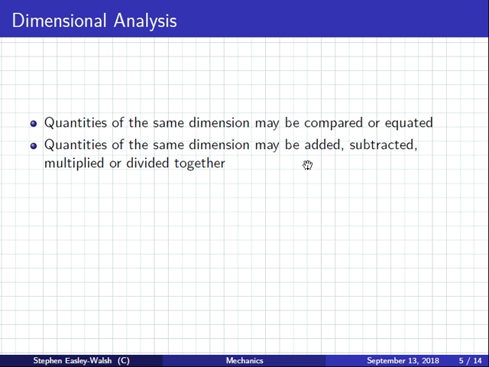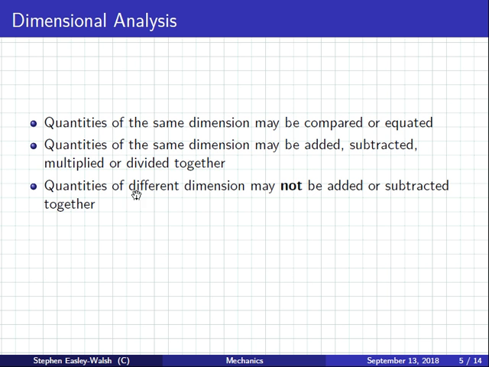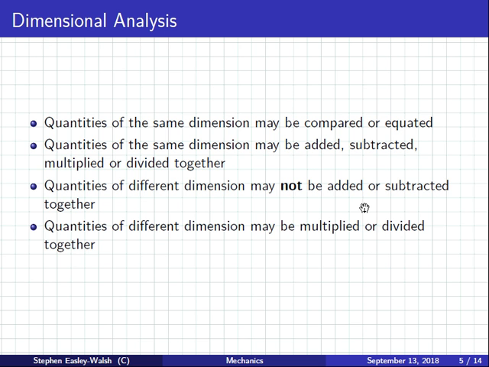If you want to add or subtract, you can do this with the same dimension. So you can say 1 meter plus 1 meter. Quantities of different dimension cannot be added or subtracted. So you can't say 2 meters plus 3 seconds. You can't do that. And quantities of different dimensions can be multiplied or divided.